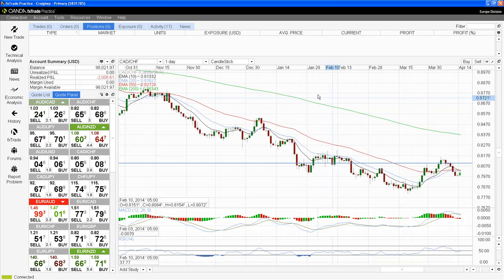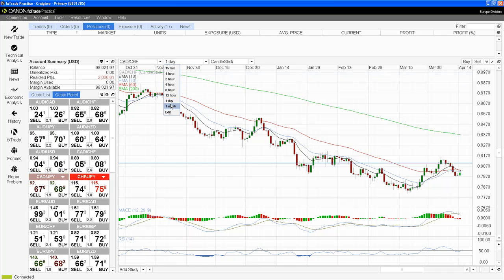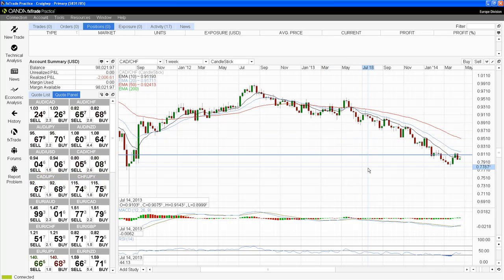CAD Swiss is the next one, and it's a very similar type of picture really. If we come up to the weekly once again, we can see the same pattern forming. Back in the sell zone, move away. I'll call it the sell zone because it's back in the moving averages, moving away. Back into this sell zone, move away. Back in, move away again, and once again we've got this rejection candle.